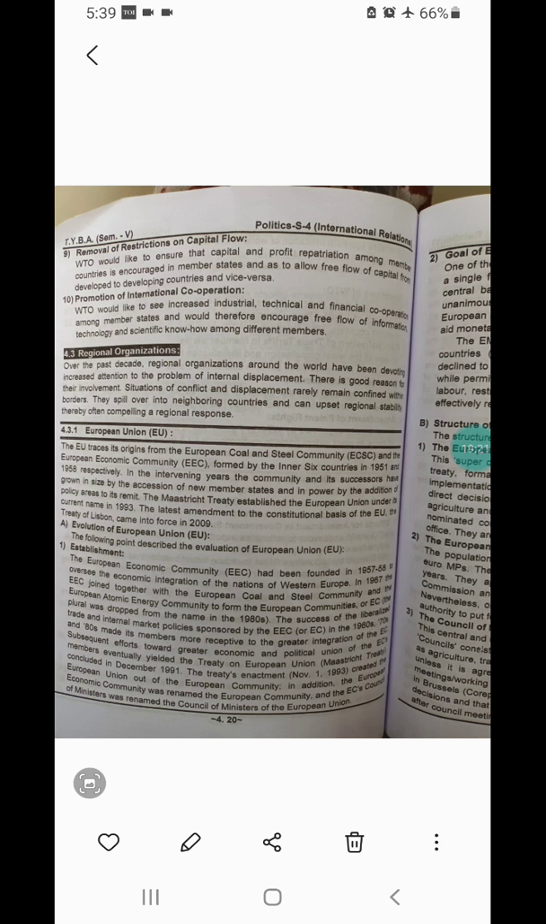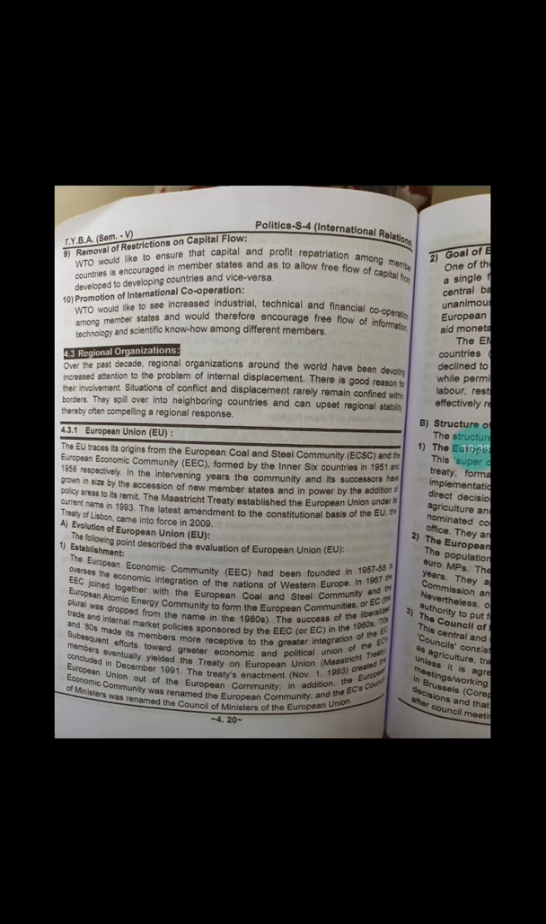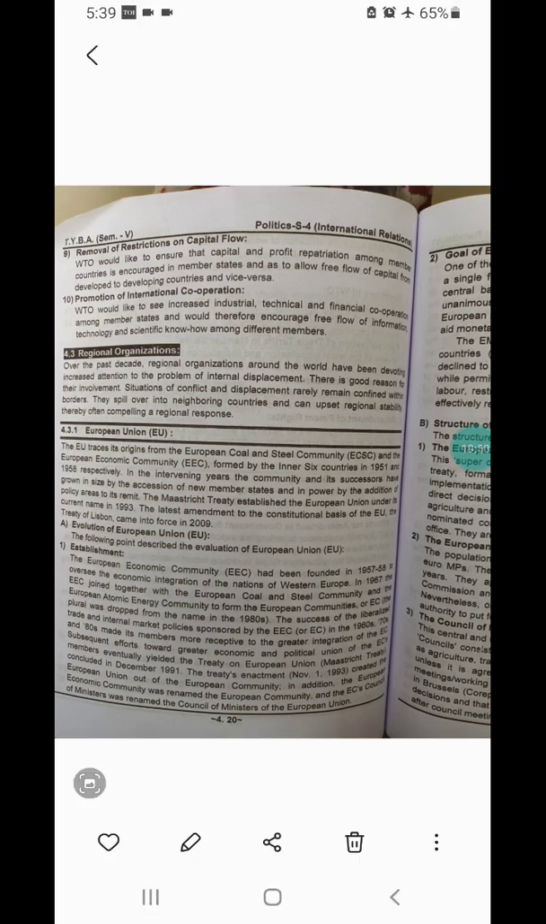Situations of conflict and displacement rarely remain confined within borders. They spill over into neighboring countries and can upset regional stability, thereby often compelling a regional response.